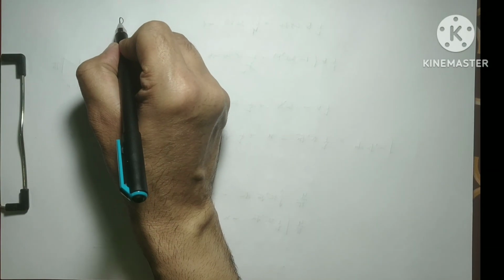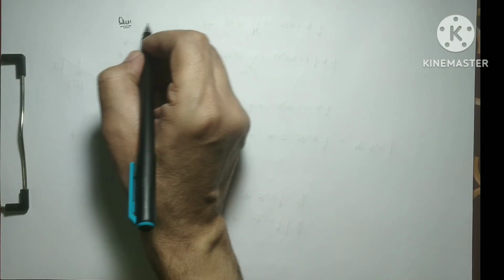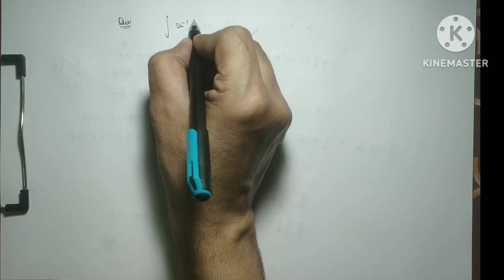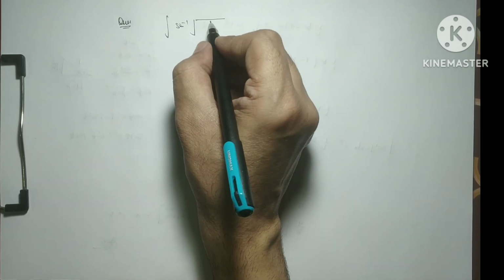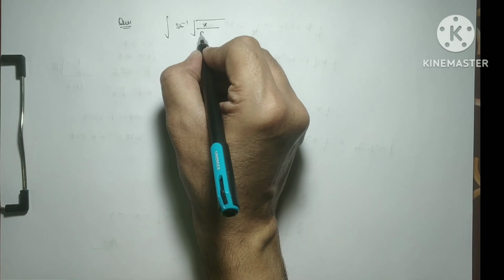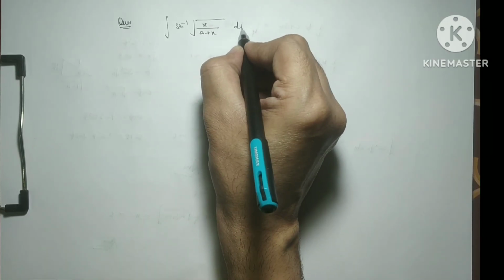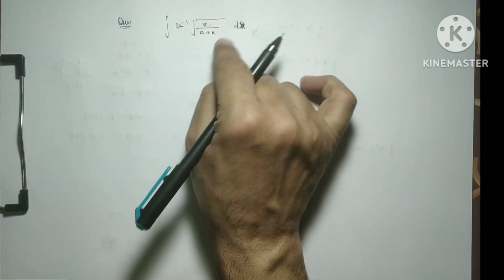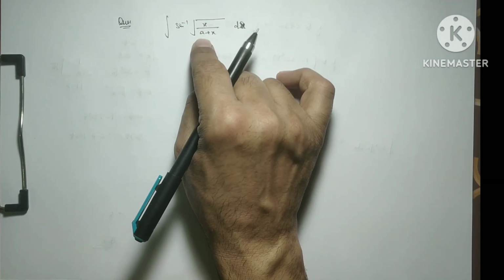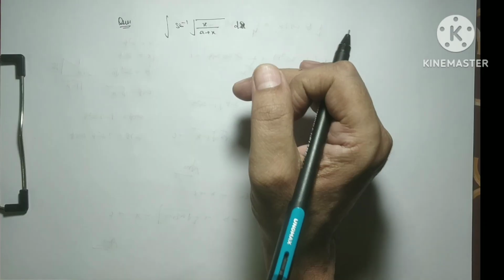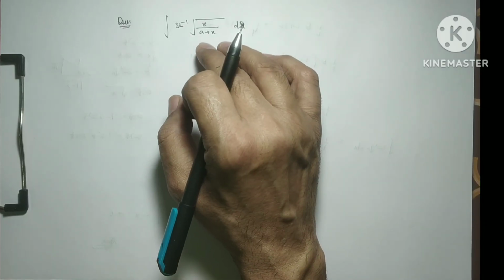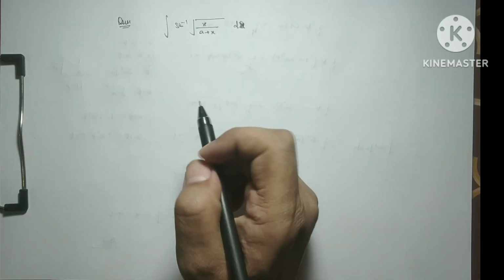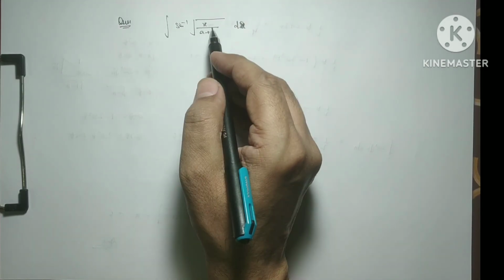Now the next question is integrate sine inverse of under root x plus a plus x dx. So again, this is not a standard inverse function. So according to working rule, first we will use substitution, then by parts, then once again substitution. So right now the first step, we substitute this.